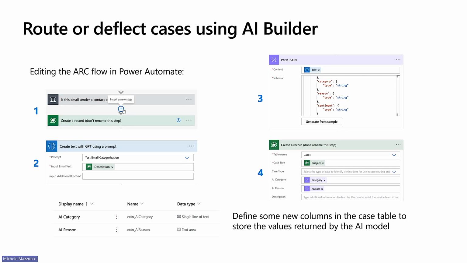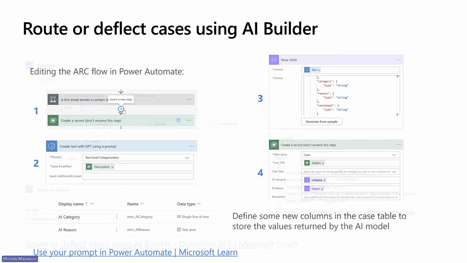When this process is enabled for every new email received and without any human intervention, we'll find the category and other useful information filled automatically in every new case. If you want more information about how to use a GPT prompt in a Power Automate flow, you can refer to the linked documentation.